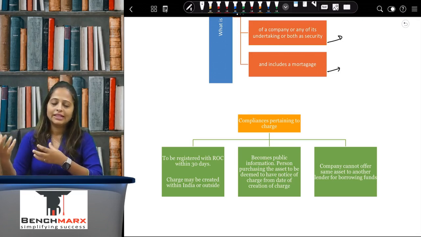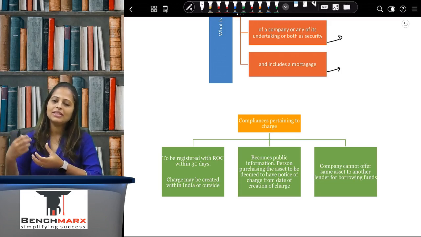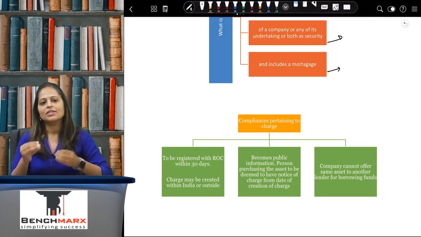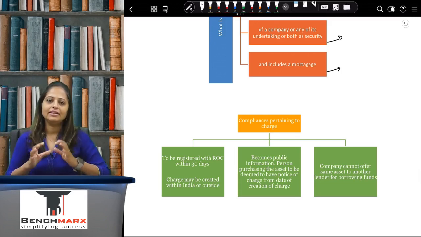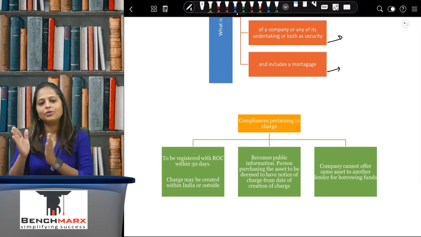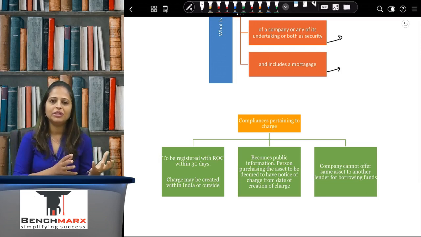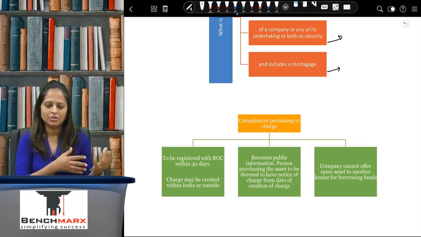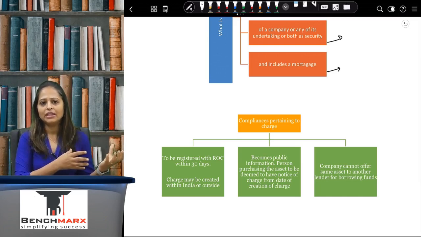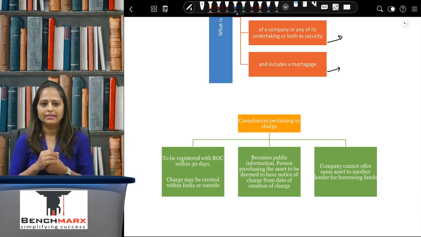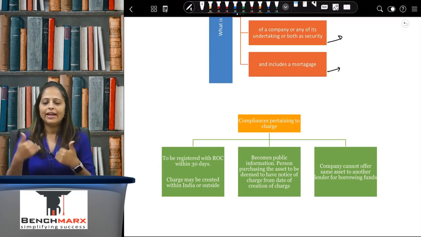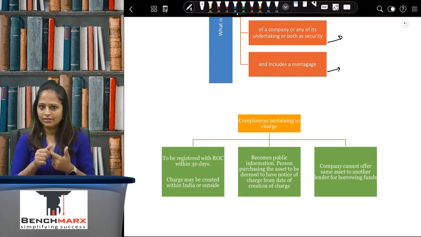Now when I am creating a charge, what is the compliance that I need to make? First thing, because it's a company, anything and everything that you do in a company has to be informed to the ROC. So I'll have to intimate the ROC that there's a property which I have, say a land and building, plant and machinery, whatever it is, and I've created a charge on this asset. This has to be done within a period of 30 days. Always remember that ROC has to be intimated, that is the first thing.